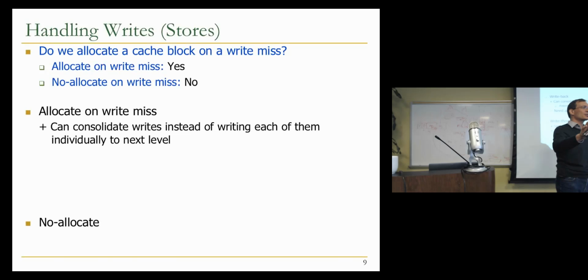What are the advantages of this? Well, if you allocate on write miss, you can consolidate writes. Basically, this has kind of the benefit of write-through. It's not exactly the same as write-through. Write-through and write-back assume that you always allocate on write miss. Actually, with no allocate, obviously, you don't have dirty data, right? You kind of always write through. You can consolidate writes instead of writing each of them individually to the next level, right? If you allocate on write miss, yes?